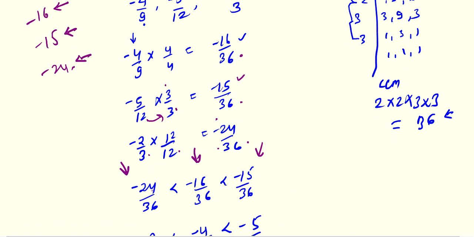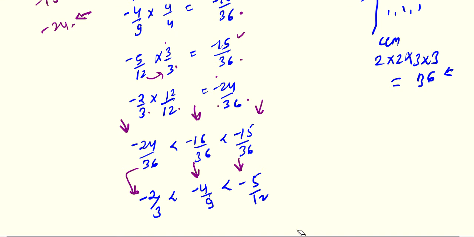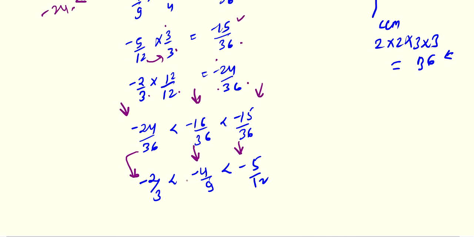Now -24 by 36 is -2 by 3 as per the question. This is -4 by 9 and this is -5 by 12. Clear? Now the same, if you want to arrange in descending order, just write greater than, greater than. This is your answer.